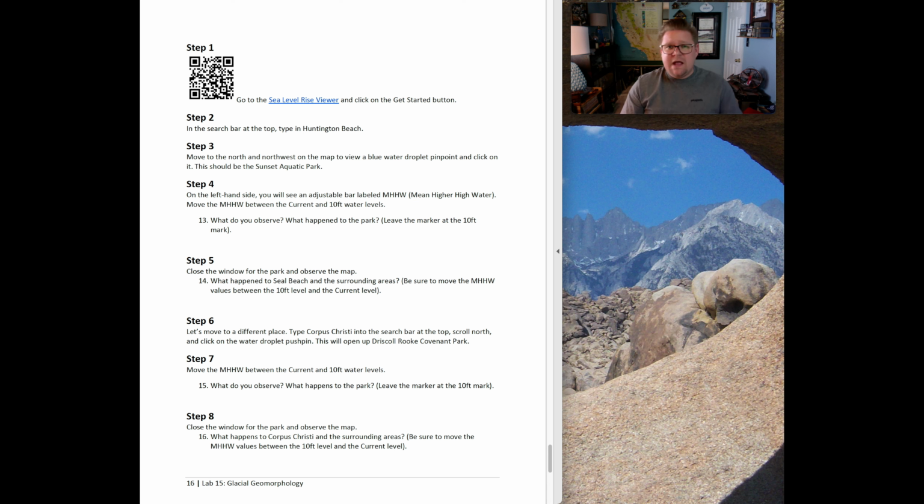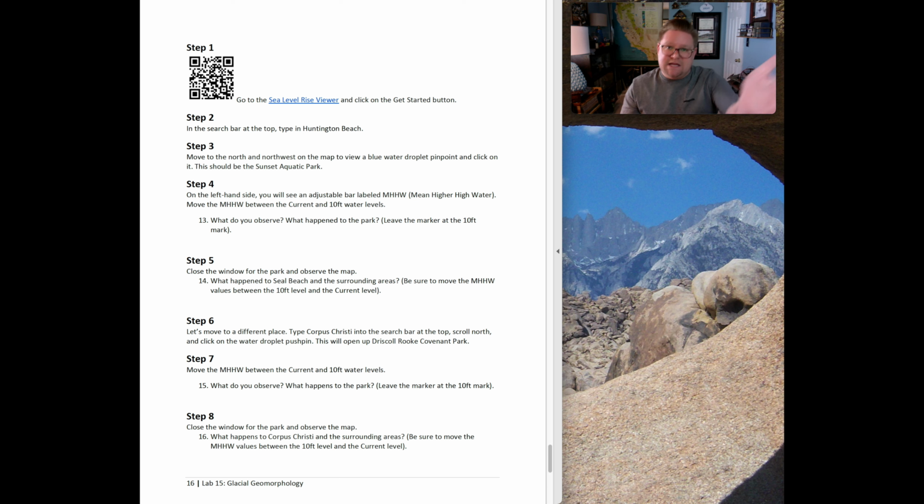But the website itself is called the Sea Level Rise Viewer, and it's a really interesting resource because it covers most of North America. I think there's parts of Canada that are not included. But what it does is it shows, based on the trajectory of current sea level increase, what areas will be affected by sea level rise, and you have a little bar on the left-hand side where you can raise and decrease sea level and see what areas are being affected.